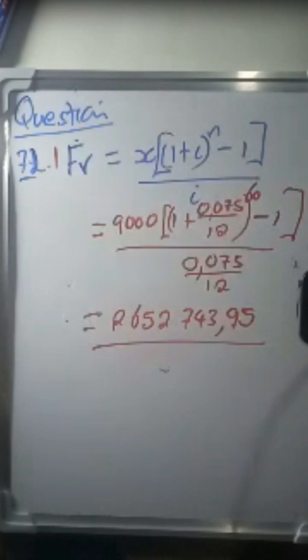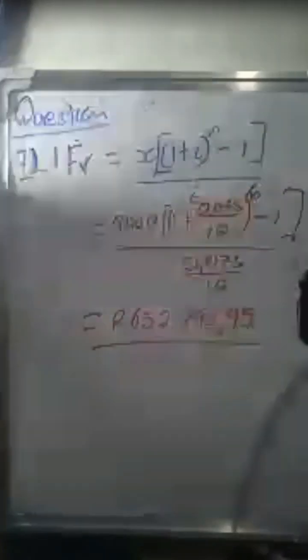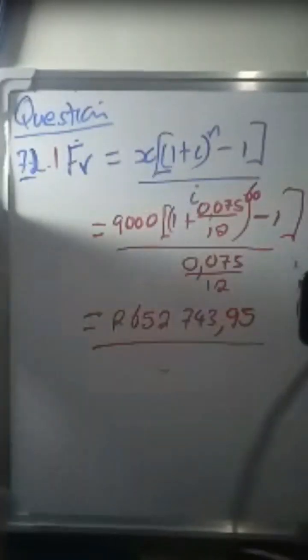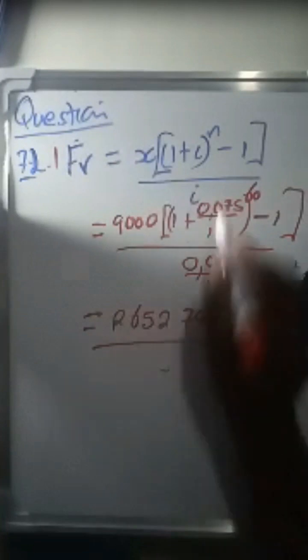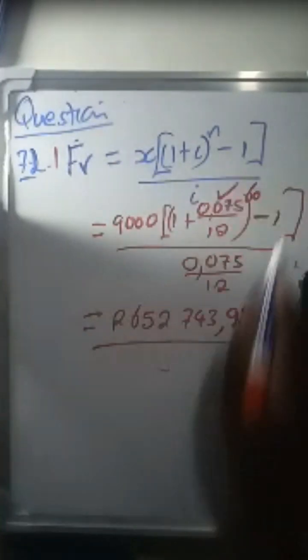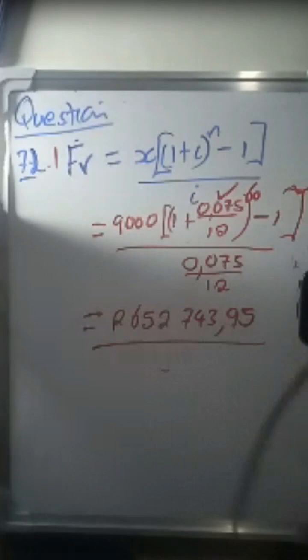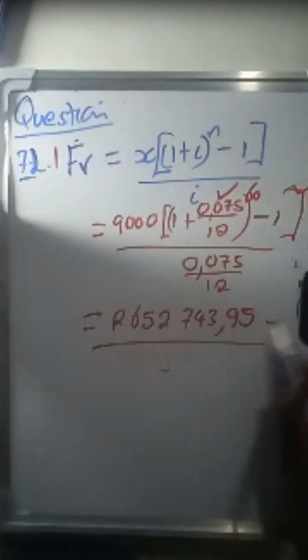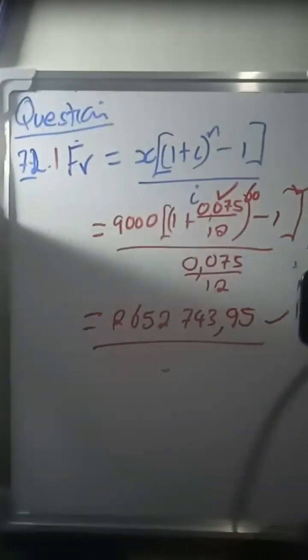So guys, this is so simple. This one is carrying how many marks? It's carrying 3 marks. The 3 marks come from the proper substitution in the correct formula, then the final answer. So this is so simple. Let's move on to the next.